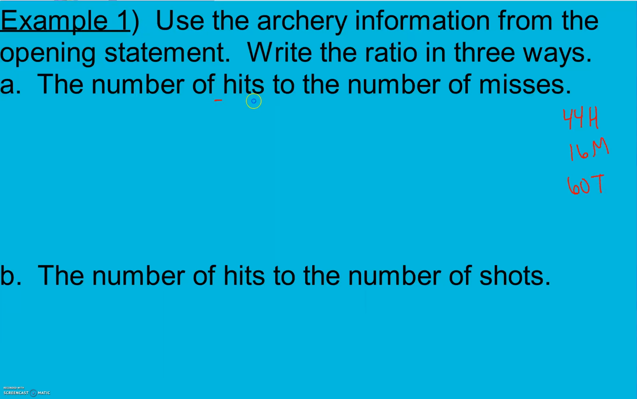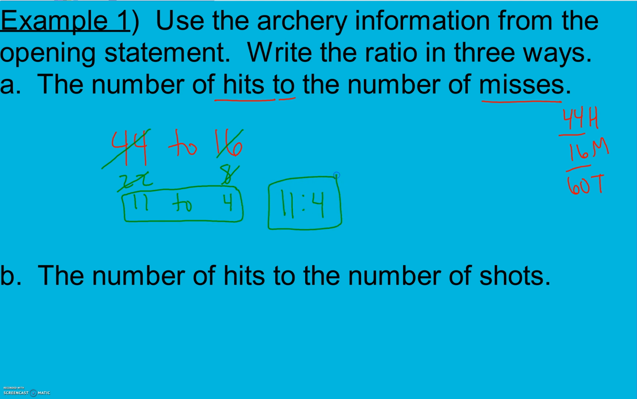The number of hits to misses, hits is 44, to misses, 16. Now, we need to write this ratio in three ways, and we need to remember to always have it in simplest form. So we're going to check and see if there's anything that goes into both of these. We could take a 2 out of both, and then a 2 again, 11 and 4. So 11 to 4. We can also write that with a colon, 11:4, or as a fraction, 11 over 4. And again, this is hits to misses.